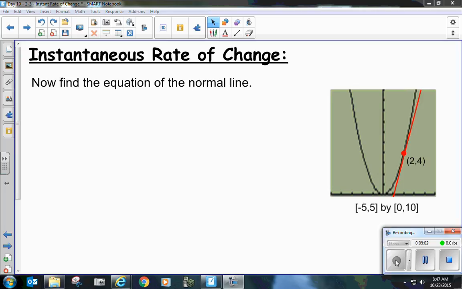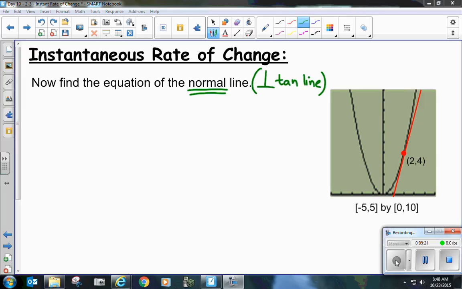Now, let's take it a step further. Let's find the equation of the normal line. The normal line is the line perpendicular to the tangent line. This is perpendicular to the tangent line. All right? Now, what would that look like on our graph? That line in blue is the normal line. It forms a 90-degree angle when it intersects the tangent line.